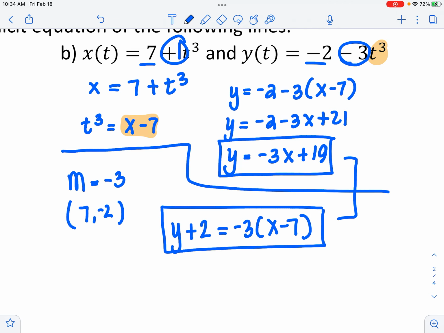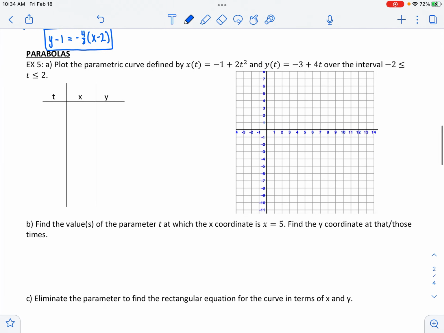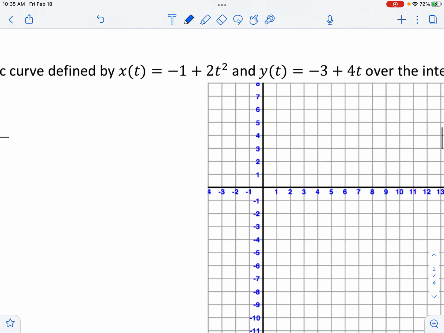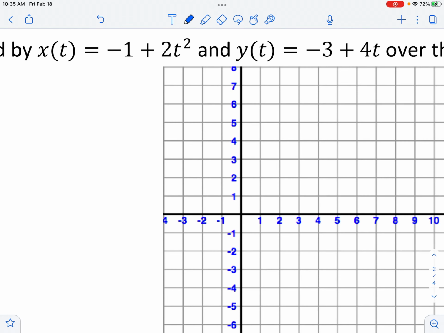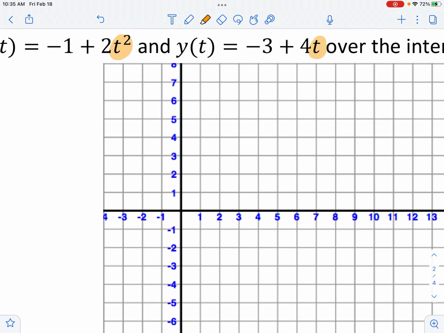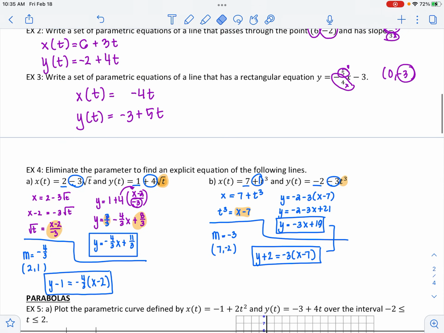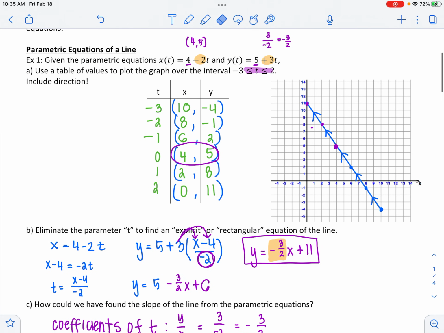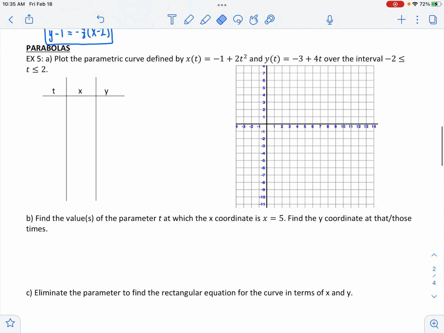Okay, that was lines. Now we're going to look at our next parametric curve, and that is a parabola. So it says plot the parametric curve defined by, and it gives you two equations over the interval. If you look at these two equations, you have one that has a square in it, a quadratic, and then one that's linear. Our ones that we were doing before are the same: a square root and a square root, a cube and a cube, linear and linear. So that's going to give you lines. When you have a square and a line, or linear, you're going to get a parabola.